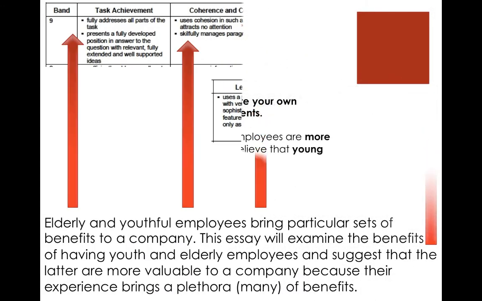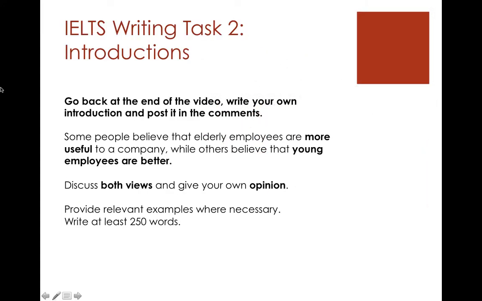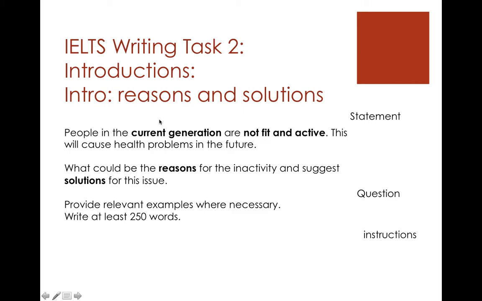So let's go back and just take a look. We're addressing all of these. And you can go back and, again, at the end of the video, try these introductions and post them in the comments. And the last one we have here: reasons and solutions. So we have a statement, a question, an instruction. Statement: people in the current generation are not fit and active. This will cause health problems in the future. What could be the reasons for inactivity and suggest solutions for this issue?